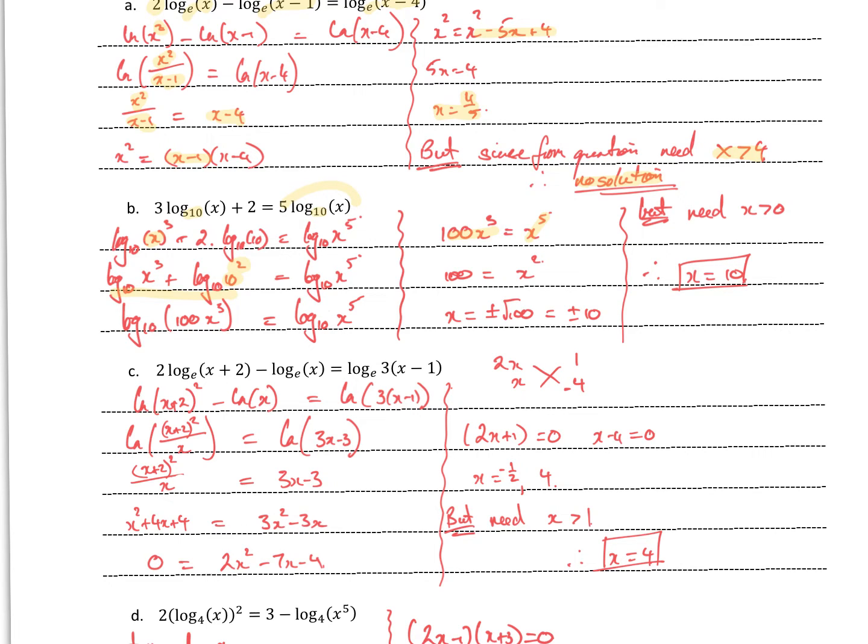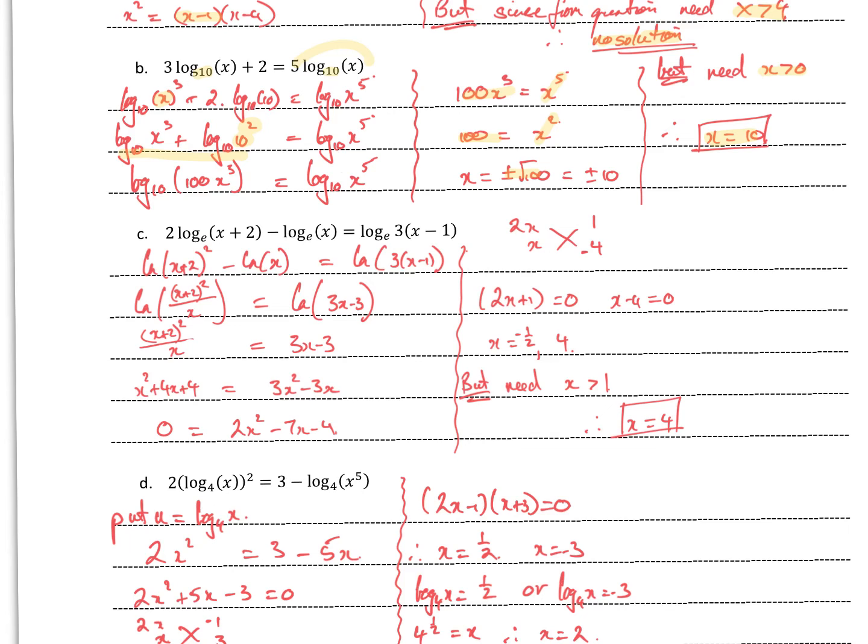Divide by x cubed, we get 100 equal to x squared. Take the square root, I get plus or minus 10. So x is equal to plus or minus the square root of 100, I should say. And x is equal to plus or minus 10. But again, if we check the domain of the equation I'm looking to solve, x has to be greater than 0, which means x equal to positive 10 is the only feasible solution. All right.